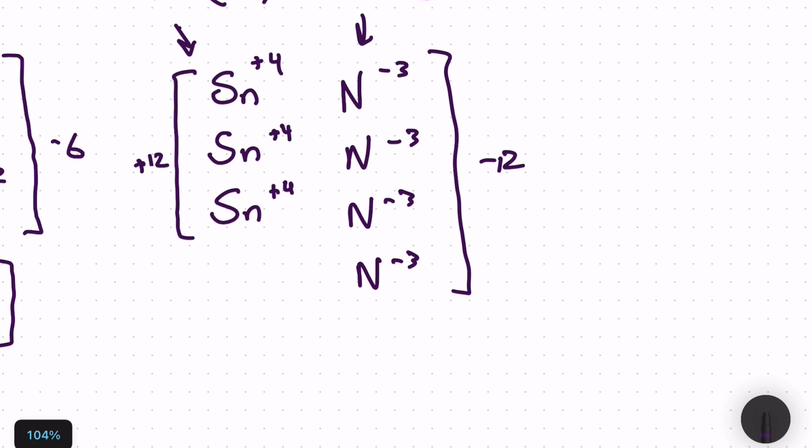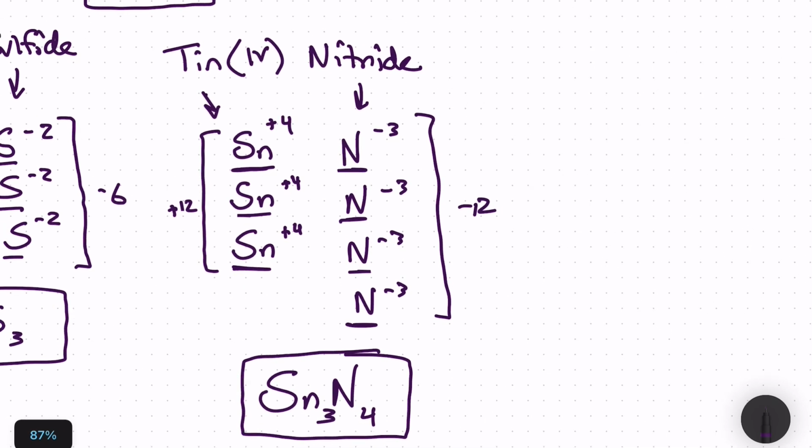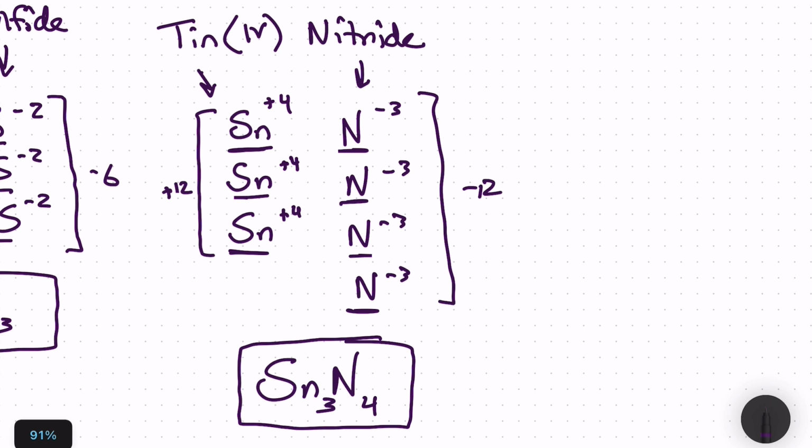Okay, so the next step is to write these out. So write out the symbols, Sn with a big N. Remember, this is a small n followed by a big N, because the small n is part of tin. The big N is nitrogen. Okay, and then you're going to count and write the subscripts below. So 1, 2, 3 tins, and 1, 2, 3, 4 nitrogens. Gives us our final answer of Sn3N4. That's how you write out tin 4 nitride as a chemical formula.